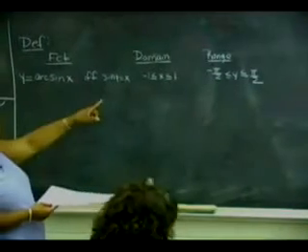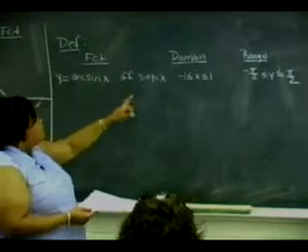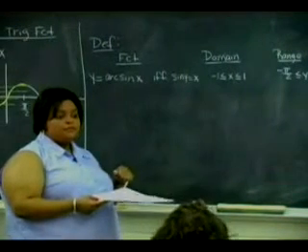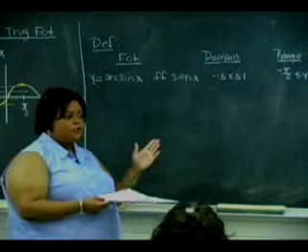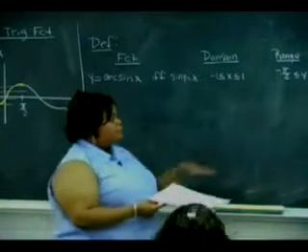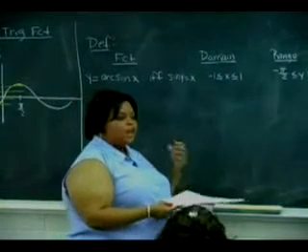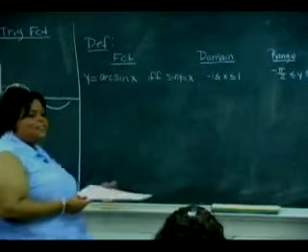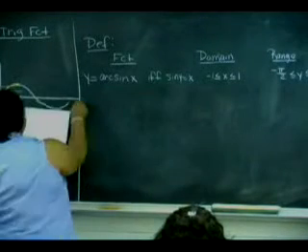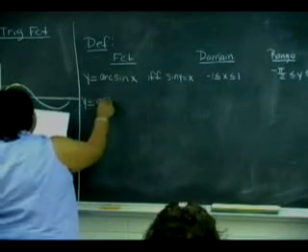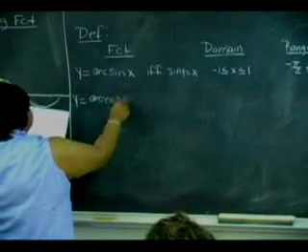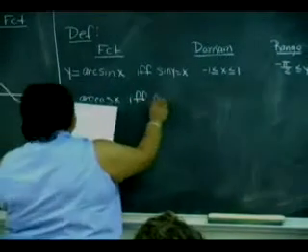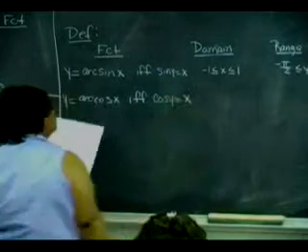Which means that arc sine is defined only in quadrant 1 and quadrant 4, right? 0 to pi over 2 is quadrant 1. Negative pi over 2 to 0 is quadrant 4. So that is the only two quadrants where arc sine is defined. Y equals arc cosine x if and only if cosine y equals x.